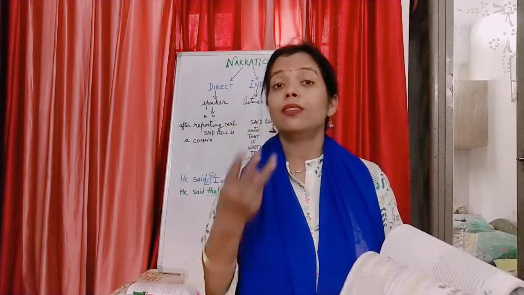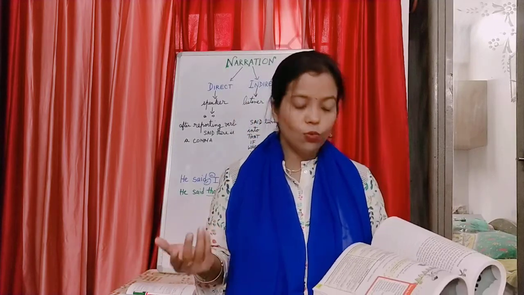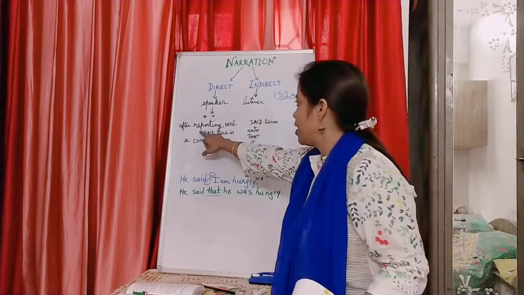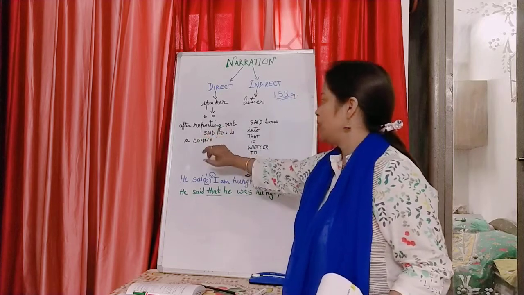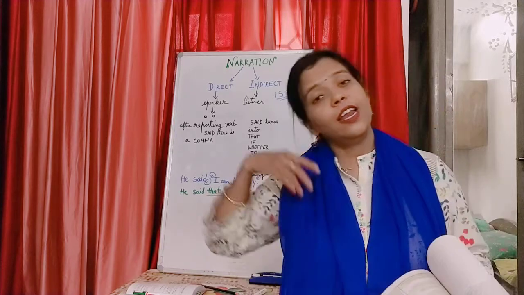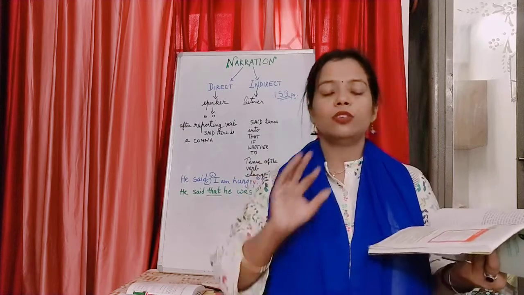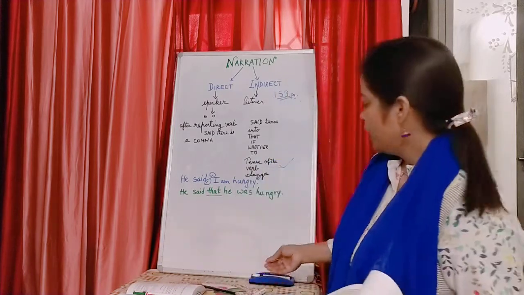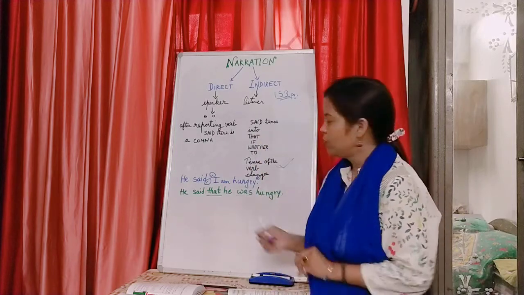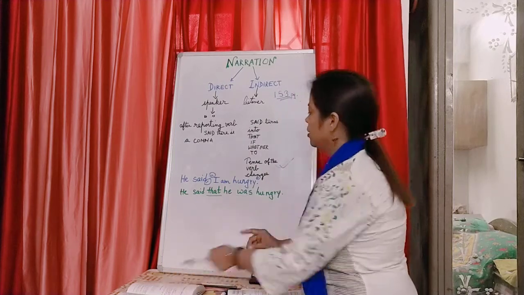Now let's talk about the third rule. The introductory verb, that means the reporting verb used in a direct speech, is said. Look, I have written here reporting verb said, and after said there is a comma in direct speech. But in an indirect speech there is no comma. The comma is totally removed, and then you'll find that it is either said to. Let me write it here so that you all don't forget.